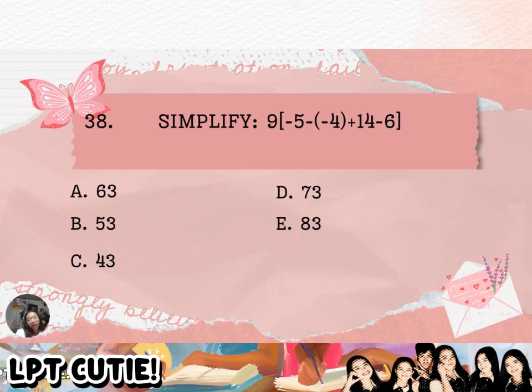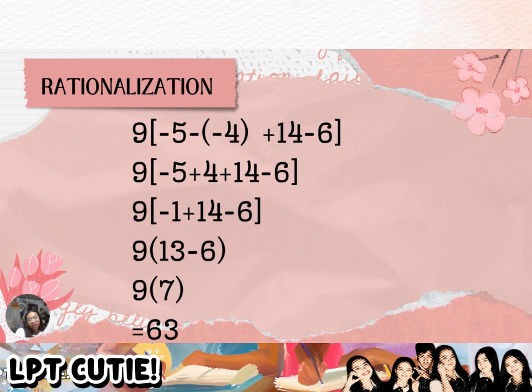Now, next number we have here: simplify 9 multiplied to the group of -5 minus -4 plus 14 minus 6. So the answer will be letter A, 63. So how did we get this? This is a simple problem which involves PEMDAS. First, simplify the -4 here, since it is inside a parenthesis, and since it is negative and it has a minus on its side, it becomes positive. Next, from left to right, you can now simplify what's inside the parenthesis, which gives 13 minus 6, and 13 minus 6 is equal to 7. Now multiply: 9 multiplied by 7 is equal to 63. So as simple as that.